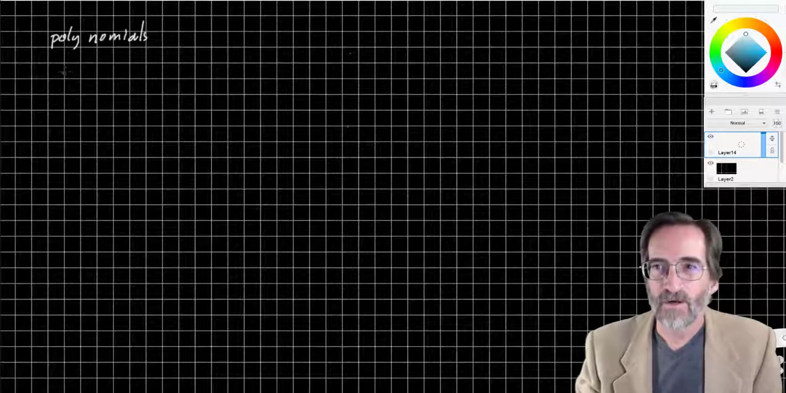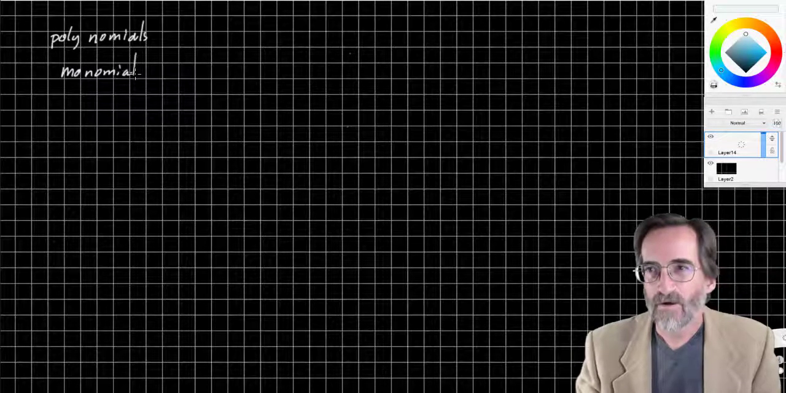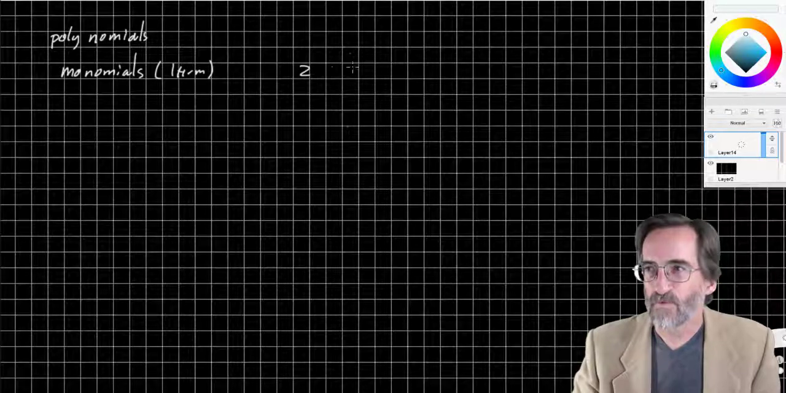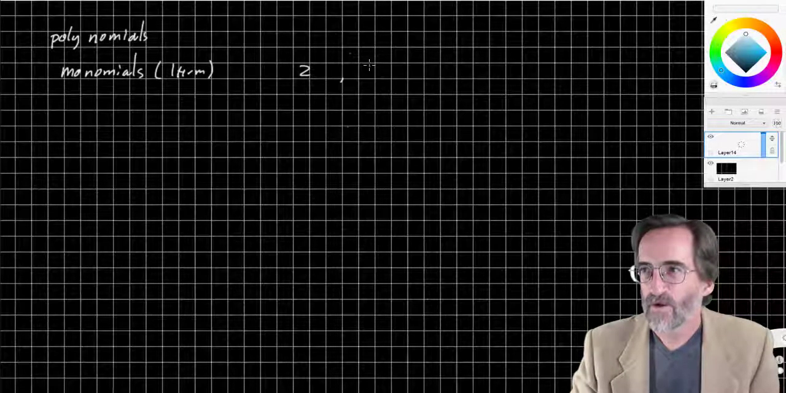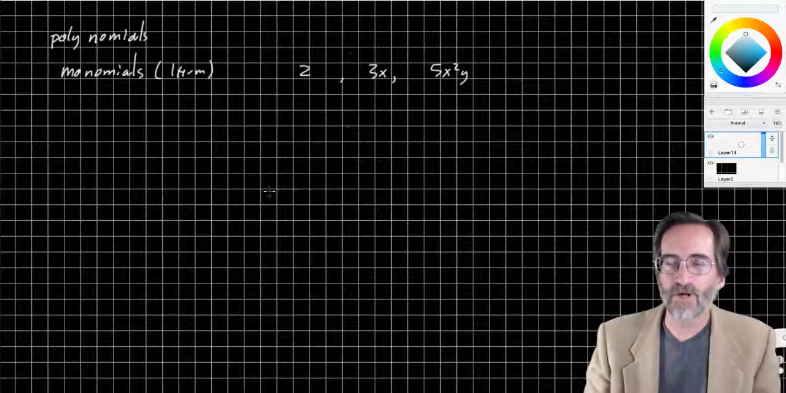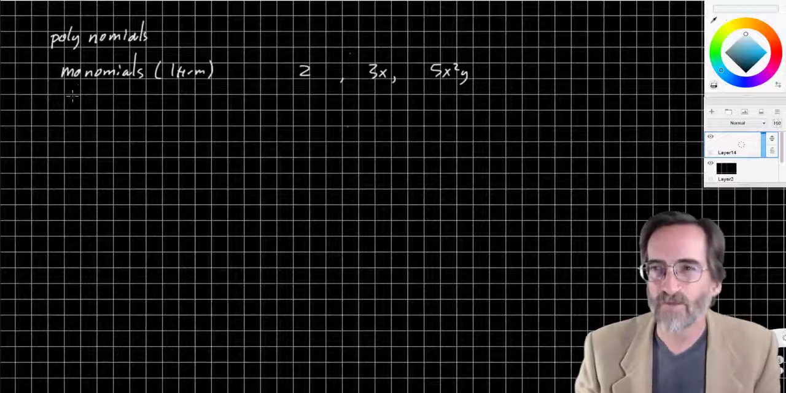They can be monomials. That means they have one term. So they can be like 2 or 3x or 5x squared y. Okay, those are monomials. They all have one term.